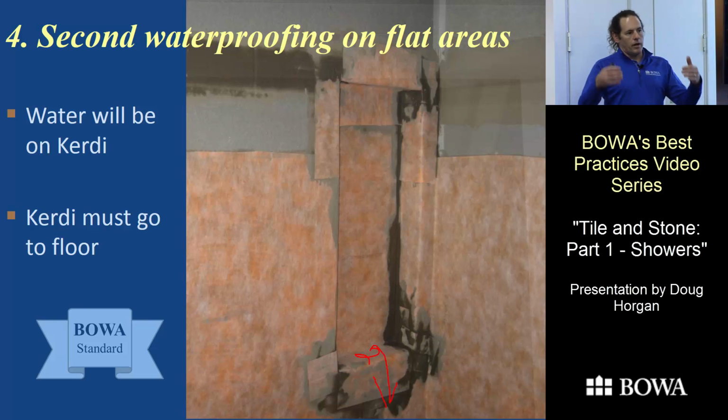So we want to run the Kerdi all the way down into the waterproofing pan, right? So it should go to the floor from any of these things. You can't just cover the top and then leave it. You got to go all the way down.